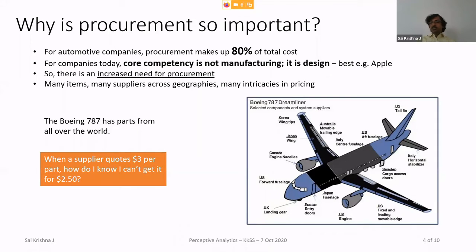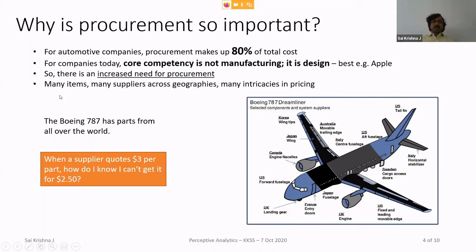So why do they do that? Because Apple knows that when it comes to the glass, Samsung is the best in terms of manufacturing, and they want to have the best. So that is why they have outsourced this critical component manufacturing to Samsung. So, when companies are increasingly outsourcing the manufacture of their critical products to other companies, that's why we are saying there is this increased need for procurement.